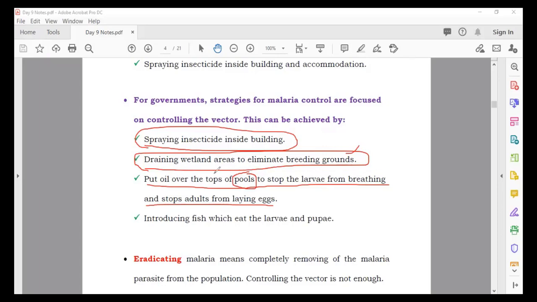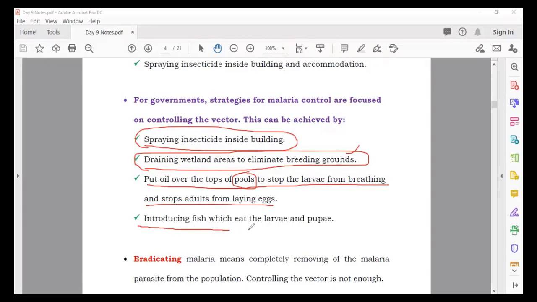If you spray oil, it covers a layer on the water and remains on top of the water, and it will stop the air. The larvae cannot breathe, and eventually they will die. And even for the adult mosquitoes, it will stop them from laying eggs.